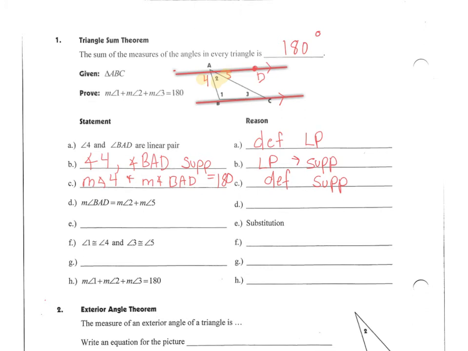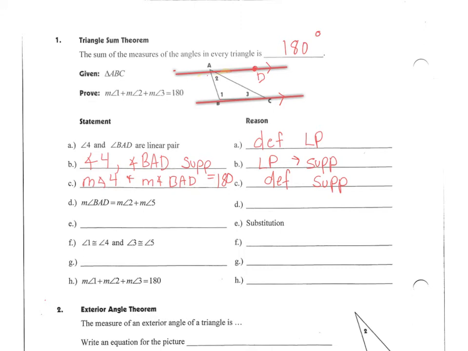So now what we have up here is angle 4 plus the angle BAD, which is this larger angle, and those are supplementary and equal to 180. And we're going to have to somehow move that so that we can get angles 1 plus 2 plus 3 equal to 180. And that's what the second part of the proof is going to help us with.